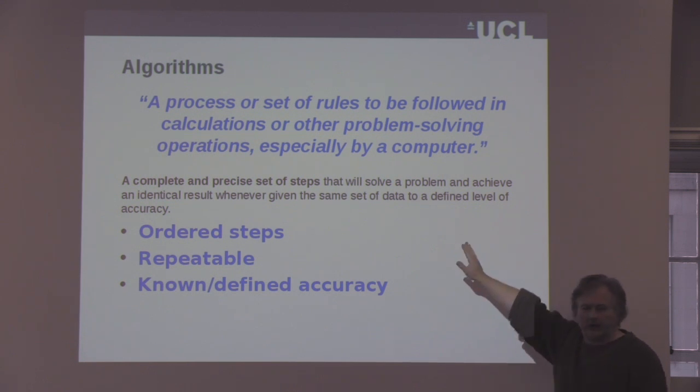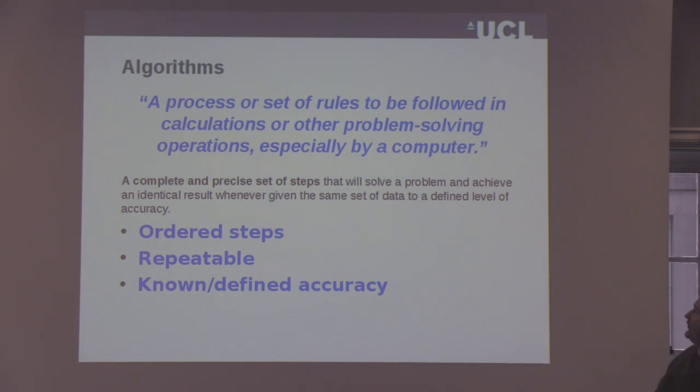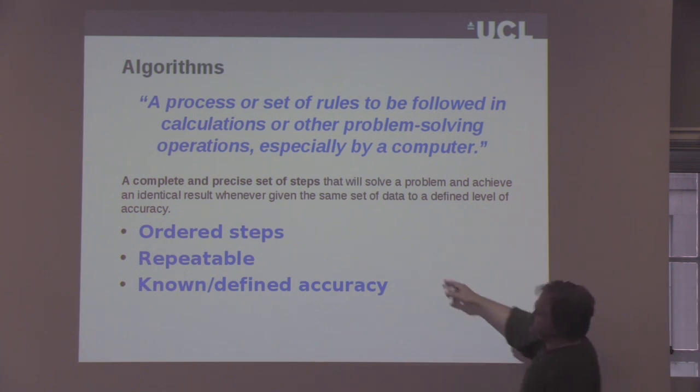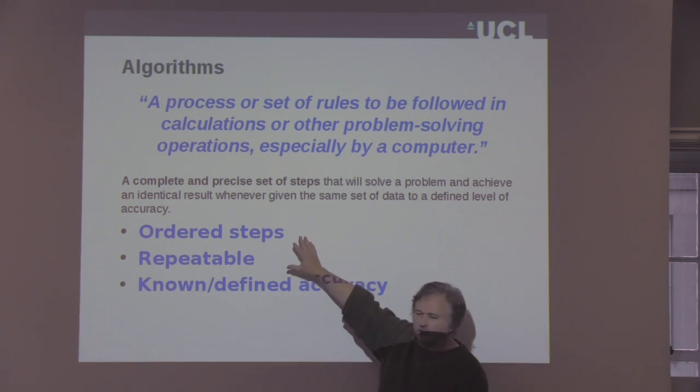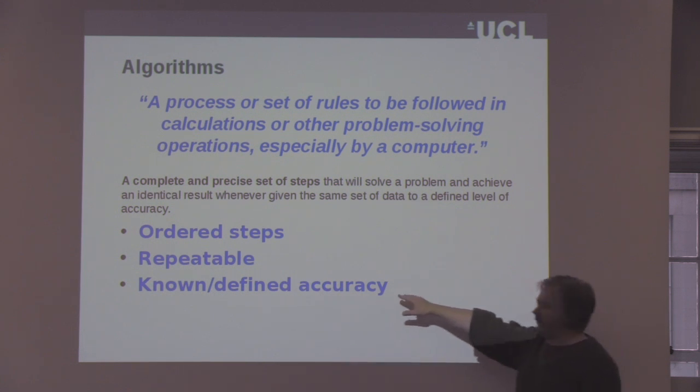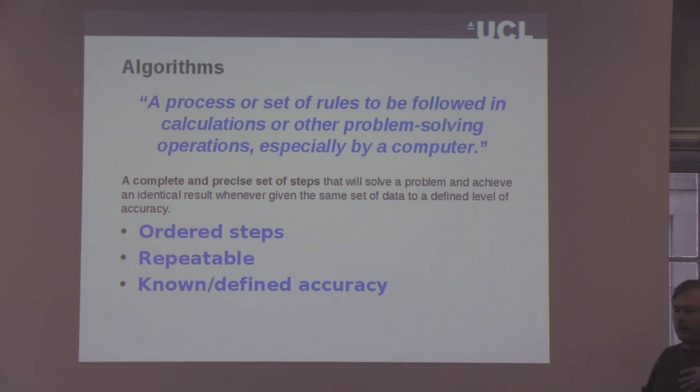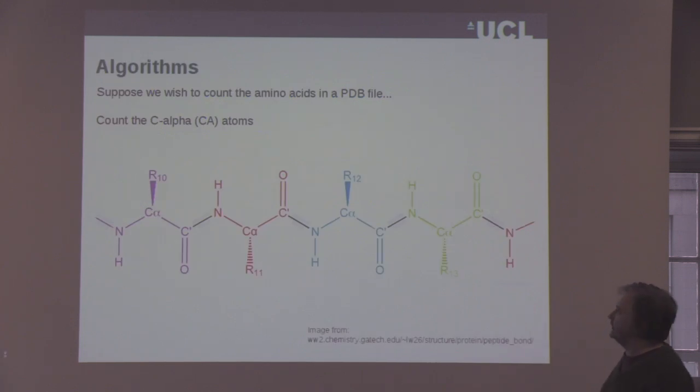So I like to define it as a complete and precise set of steps that will solve a problem and achieve an identical result whenever given the same set of data to some defined level of accuracy. So key things are ordered steps, it's repeatable. The known and defined accuracy bit comes from the fact that you might be using random numbers as part of your algorithm, so you might be taking random steps, but you should, from that, be able to define some sort of expected accuracy.